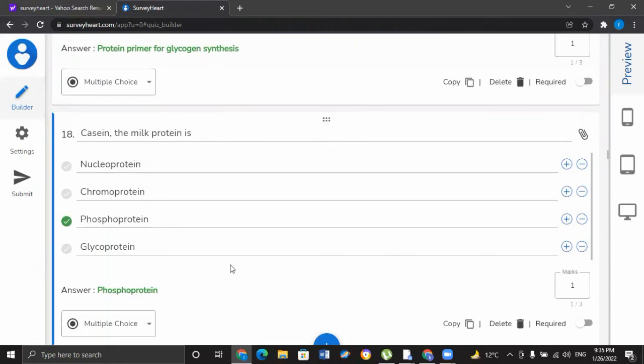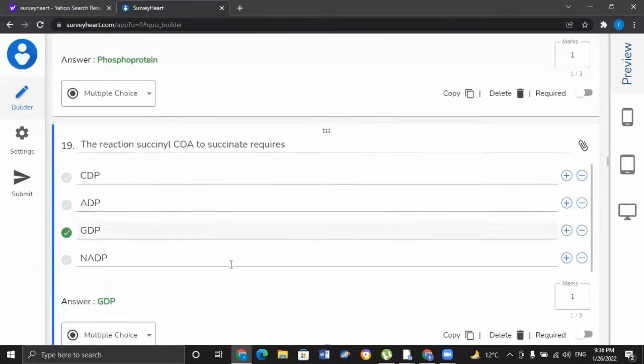Casein, the milk protein, is which type of protein? Nucleoproteins are proteins plus nucleic acid, which can be DNA or RNA. Chromoproteins are proteins plus pigment, for example hemoglobin and rhodopsin. Phosphoproteins are proteins plus phosphoric acid. So casein in milk is a protein along with phosphoric acid. So the correct option for MCQ number 18 is C, phosphoprotein.